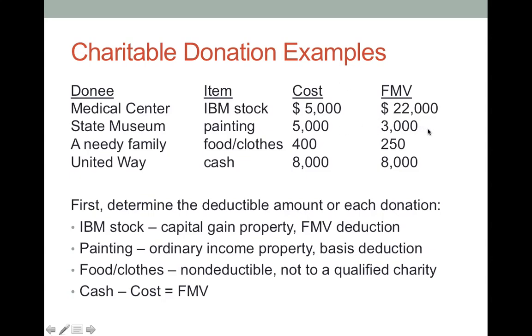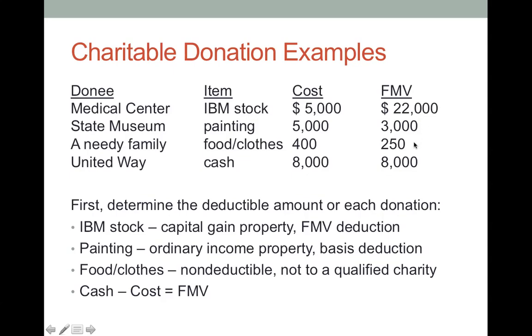It's actually ordinary income property. Ordinary income property includes all property that has been devalued, or that's worth less today than what it was when we bought it. So the museum donation is ordinary income property. The amount that you can deduct for ordinary income property is the lesser of your basis or the fair market value. The lesser of these two numbers for the painting is $3,000, and so this becomes the amount of the deduction we can take for the painting.